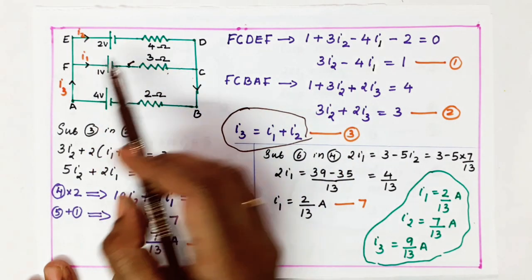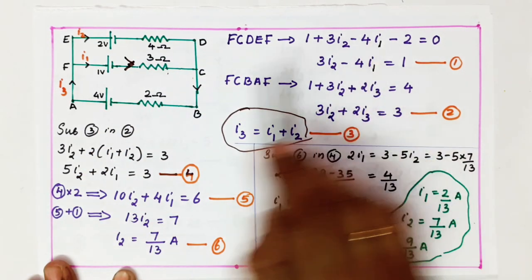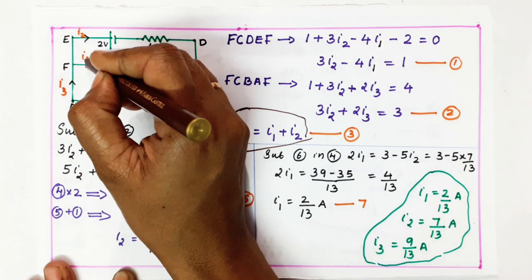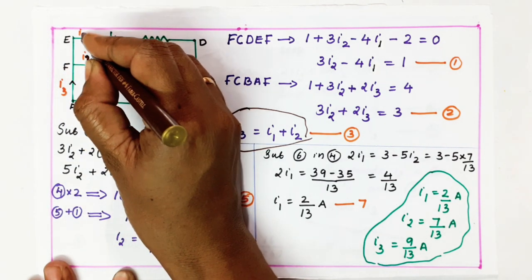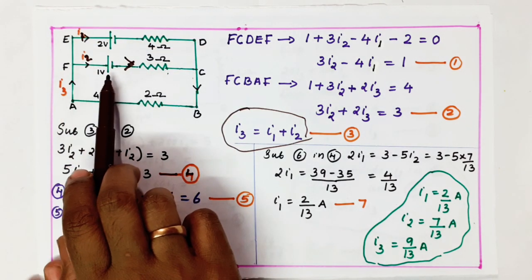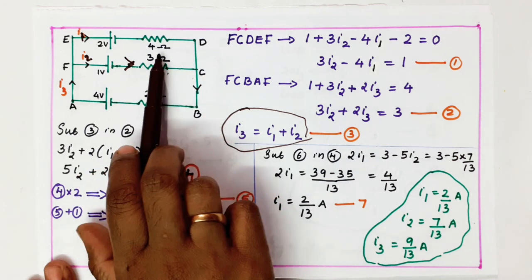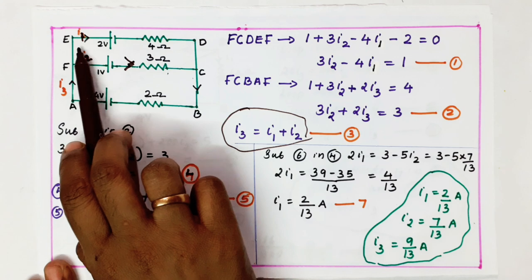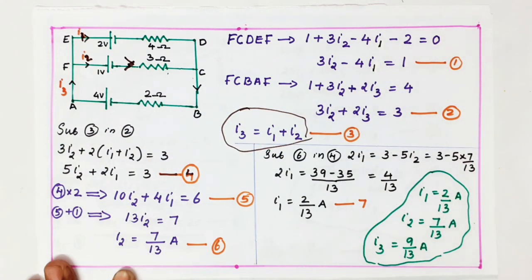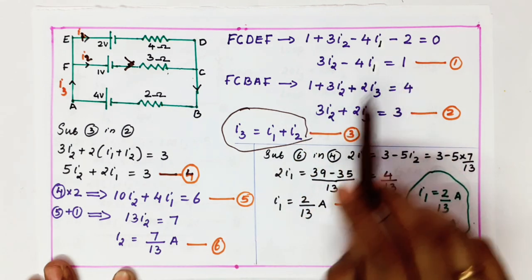See, this current is coming in this direction only because they gave it like this. So, 3 into what is the current coming here? Here I have taken this as I2 and this as I1. So, when we are taking here, 1 volt I got, plus 3 into I2. When I am going up, it is 4 into minus I1. When we are meeting a negative terminal, minus 2 equals 0. 3I2 minus 4I1 equals 1.